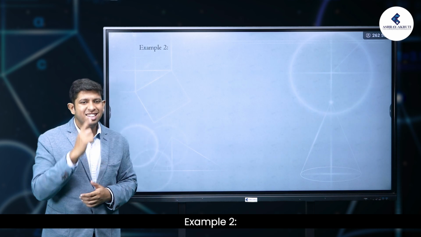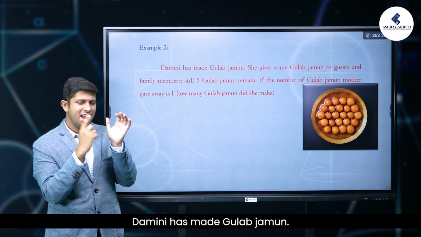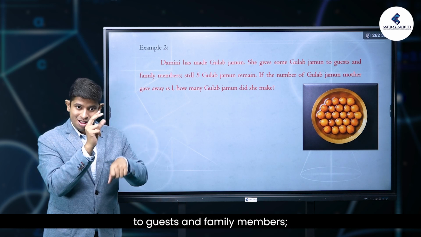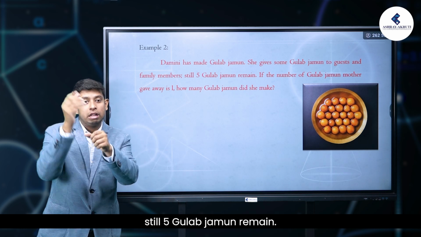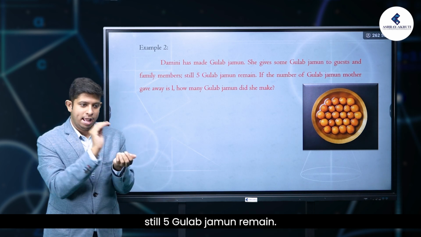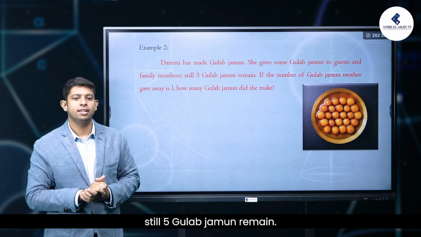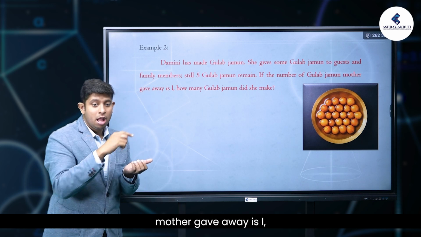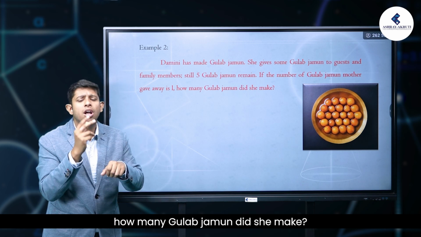Example 2. Damini has made gulab jamun. She gives some gulab jamun to guests and family members. Still 5 gulab jamun remain. If the number of gulab jamun mother gave away is 1, how many gulab jamun did she make?